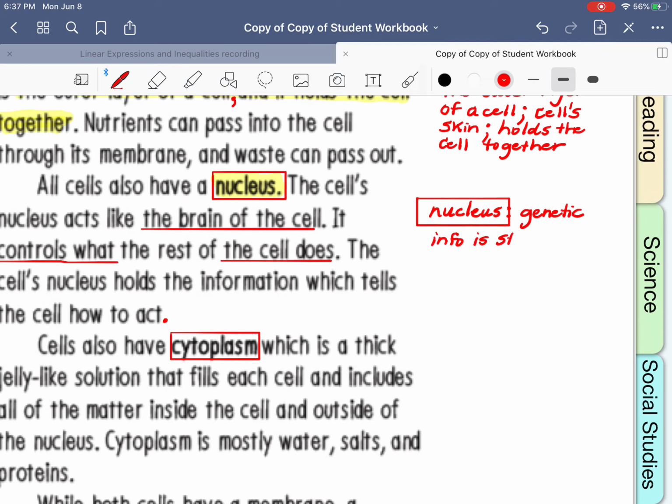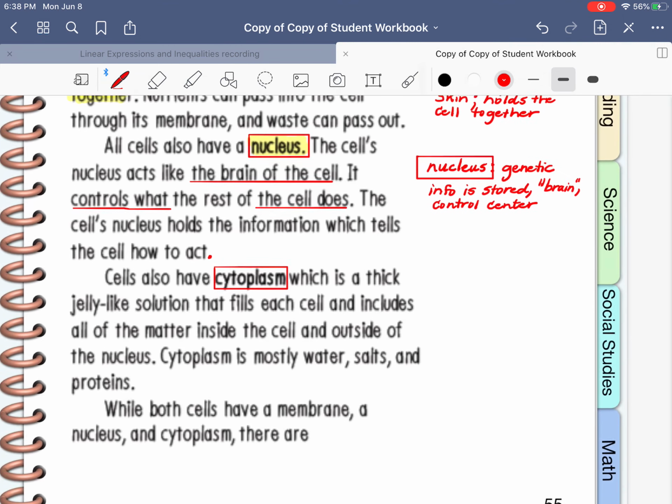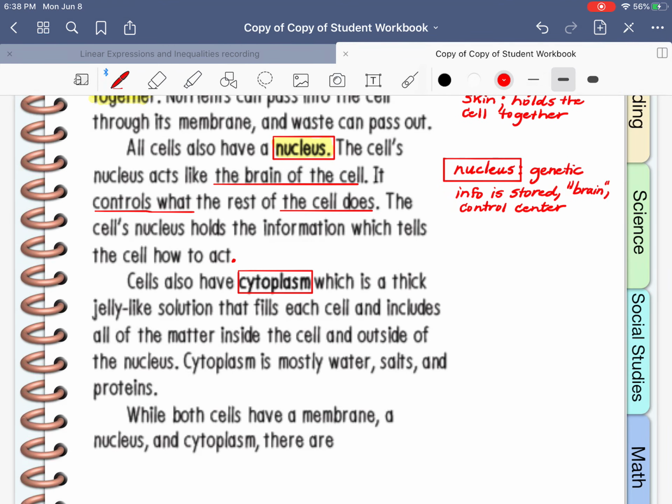It's stored in the nucleus. It's the brain. If the membrane is the skin, it's the cell's brain. It is the control center of the cell. Okay. So the nucleus is sort of like ground zero. That's where the cell is controlled.